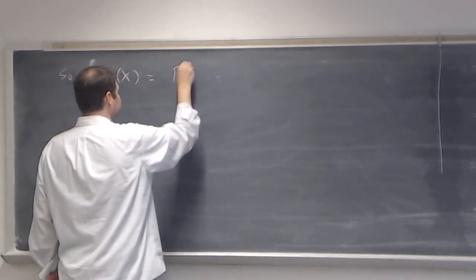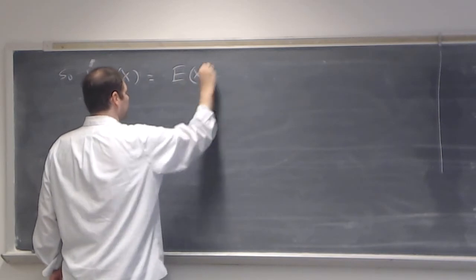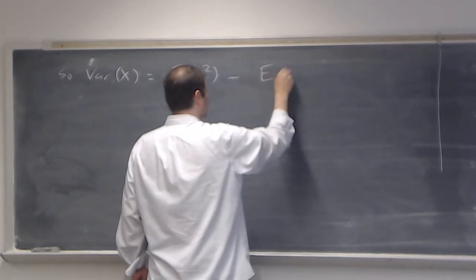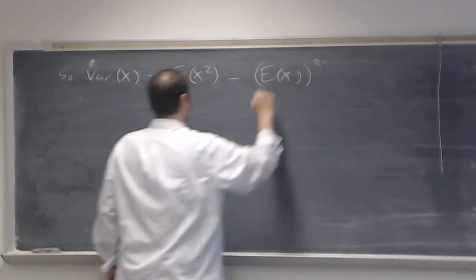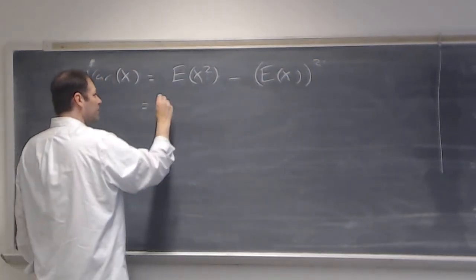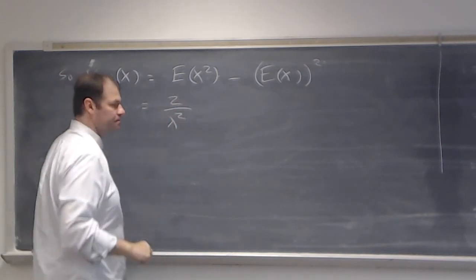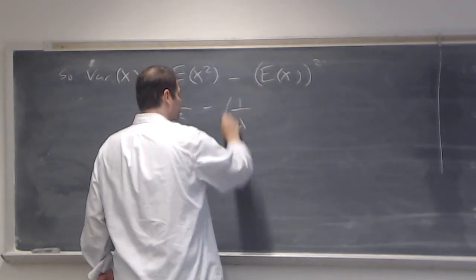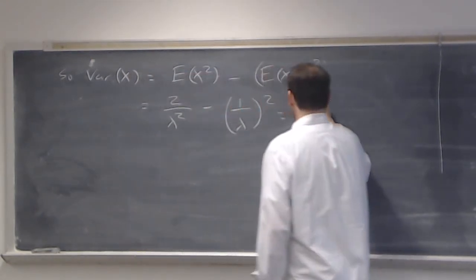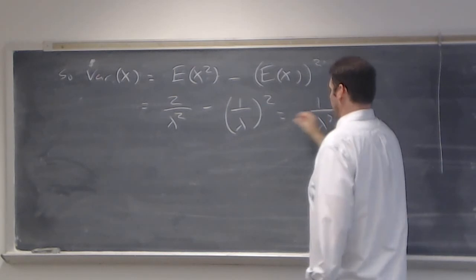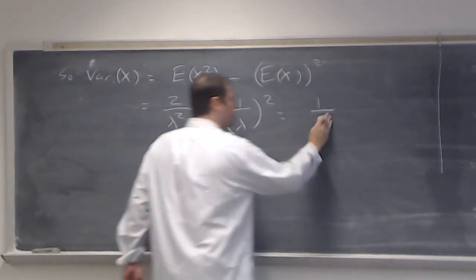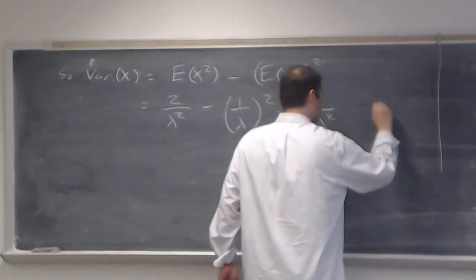So the variance of x is equal to the expected value, remember, of x squared minus the expected value of x, squared. We've already found this. This we just found. This was 2 over lambda squared, and that's what we wrote. And then this is minus 1 over lambda, squared. And so that ends up being 1 over lambda squared. So that's what we get. And that's what we said we'd get. So that's the proof.